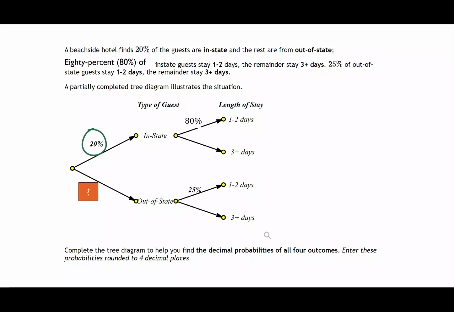We can easily do 100 minus 20 is 80%. Now we can move on to the length of stay. We know 80% of in-state guests stay 1 to 2 nights, so what percent stay 3+ nights? 100 minus 80 gives me 20%. For the out-of-state guest, 25% stay 1 to 2 nights, so we just need to figure out what percent stay 3+ nights. 100 minus 25 gives me 75%.